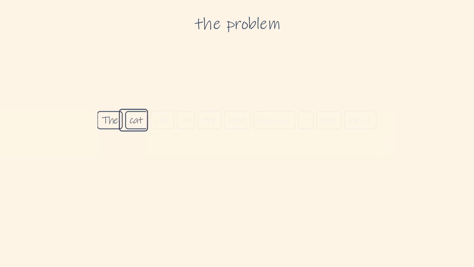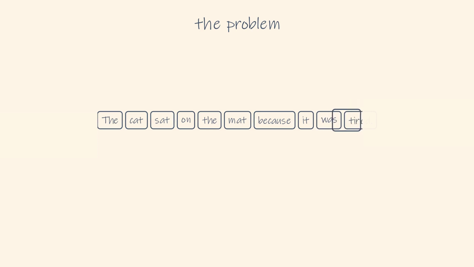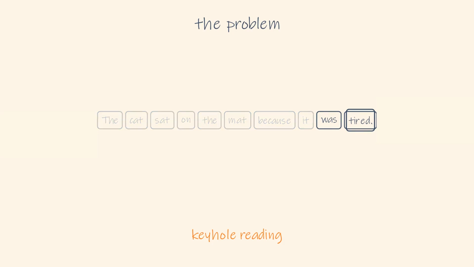Older AI models read a sentence one word at a time, strictly left to right, like peering through a keyhole. One word at a time. And as it read on, everything earlier just faded away. By the end of a long sentence, it had forgotten almost everything from the start.